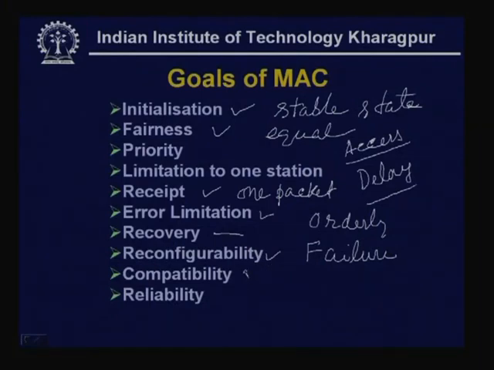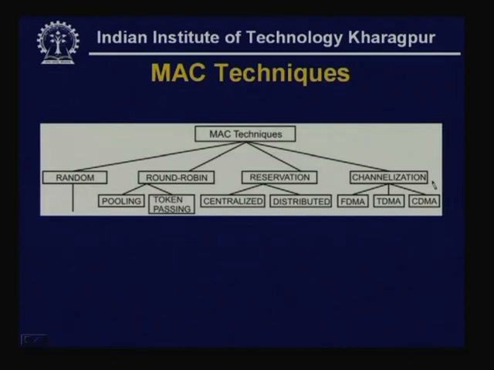Then comes the question of compatibility. Compatibility is important because there will be some standard medium access control technique. If different manufacturers build equipment, they should be able to operate with each other. So, that is your compatibility that has to be ensured. Finally, comes the question of reliability. The medium access control technique should be able to work under the condition of failure and other problems. So, reliability has to be ensured by the medium access control techniques. Now, let us consider the various MAC techniques that are being used.